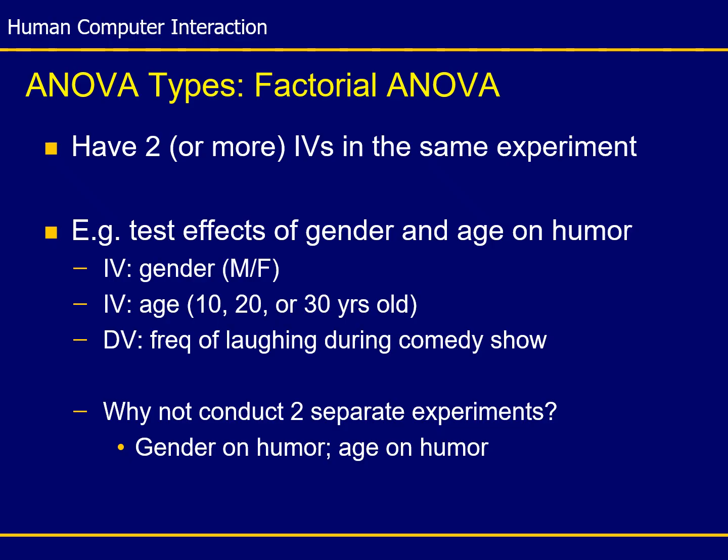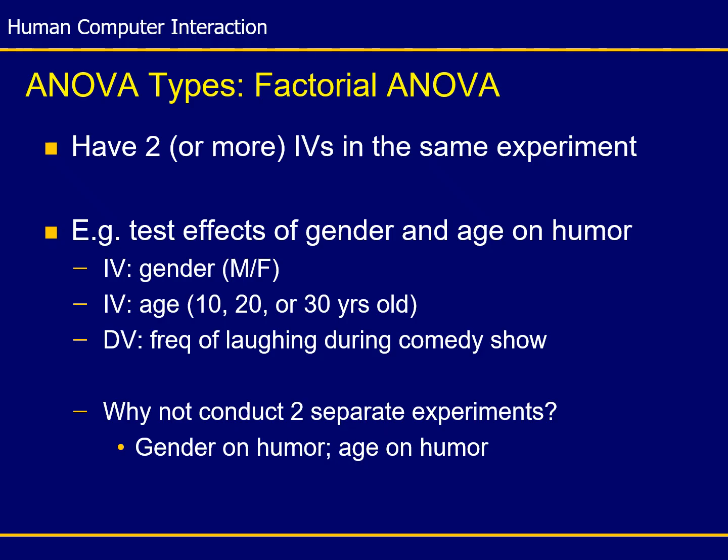Now we come to another important one, which is factorial ANOVA. This is the third type of ANOVA we're going to see. Factorial ANOVA is very interesting because it's a complex statistical test in some aspects. Let's say you have 2 or more independent variables in an experiment, like for example gender and age. I would like to test the effect of gender and age on humor. Basically I'm asking the research question: are males above 30 funnier than females above 30, something like this?